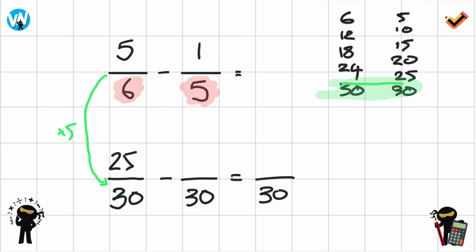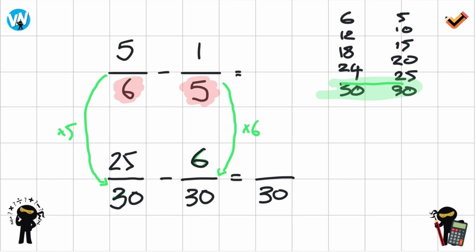So again, it's times 6. And I'm going to times the numerator by 6 as well. So we're doing exactly the same to the numerator and the denominator. So 1 times 6 is 6. Okay, just change the color again.